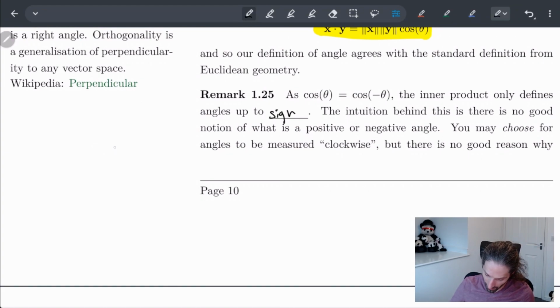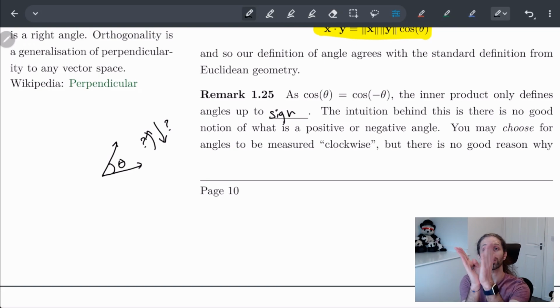Like, if I have some angle theta, how do I know that this angle is that way or that way? There's no reference point, right? There's no good way. Which way is it? I don't know.